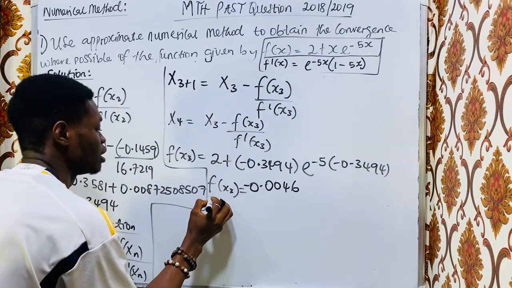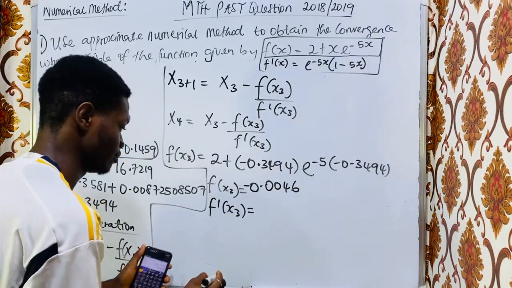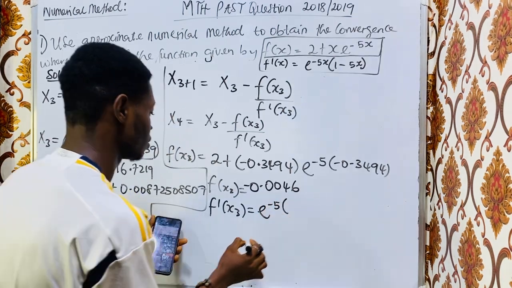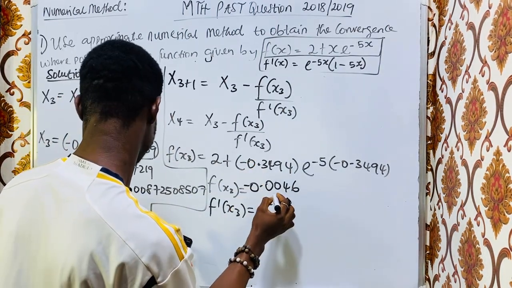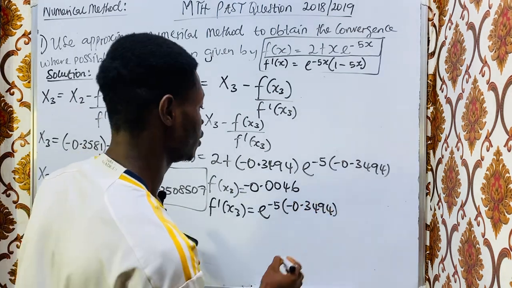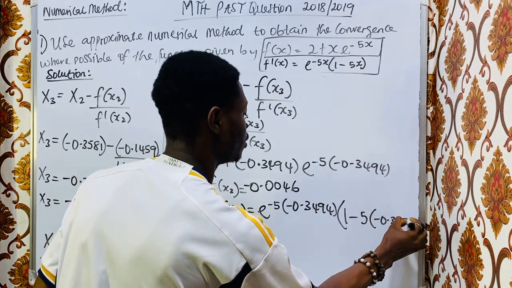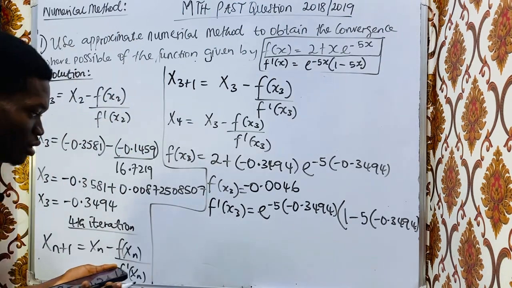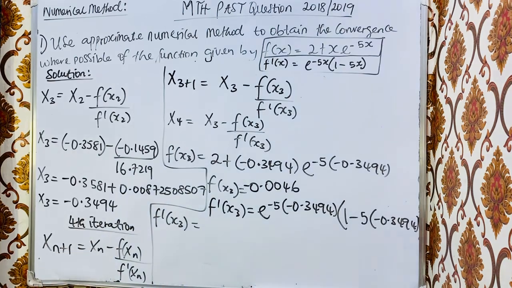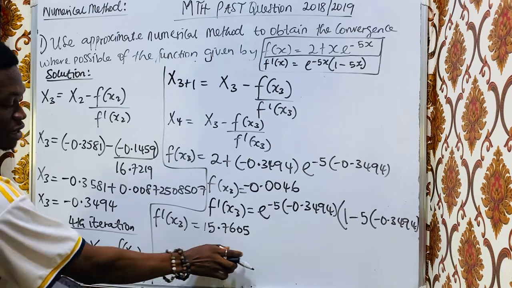Now we are going to get f prime of x3 using this formula they gave us, or we derived, minus 5. Now x3 is this, right? Negative 0.3494. Then 1 minus 5 times negative 0.3494. So let's do it once. If you do it well, this is what you are going to get. f prime of x3 is this.